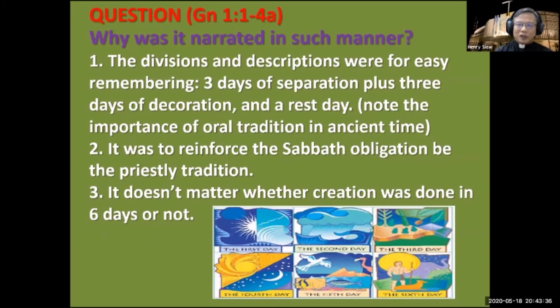But then, why was it narrated in such a manner? Actually, if you pay attention to the diagrams that I have placed in the slides, as in the one that I have now, at the bottom part of this particular slide, you know that the divisions and descriptions were for easy remembering. So the final redactor of the first account has 3 days of separations. First day, God separated light and darkness. Second day, water above, water below. Third day, dry land and wet land, plus vegetation. And then the fourth day, 3 days of decorations. In the space of light, you put the sun. The dark place, you put moon and stars. And then you have the vault above, you put the birds. And then below the water, you put fish and all the sea creatures. And then the sixth day, you have especially men.